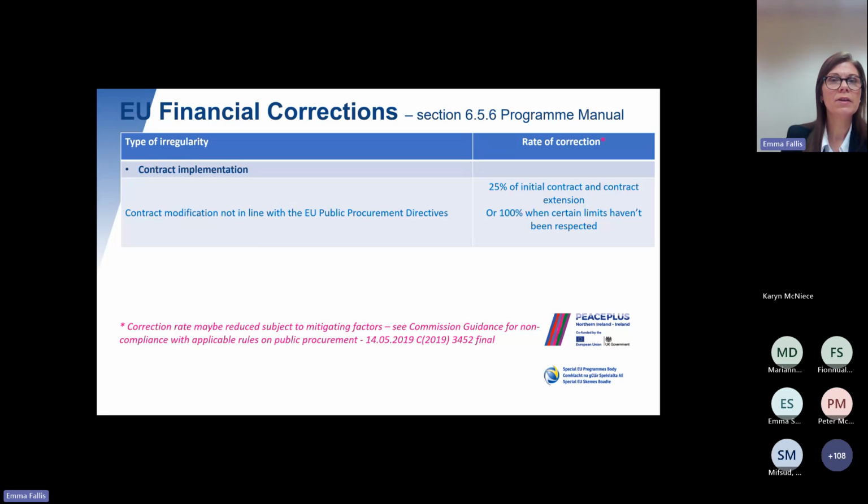So you can see there is very clear penalties that have been described by the Commission that we would then have to apply, and it would be applying to projects if we find any of those breaches identified when we're checking the procurement documentation.